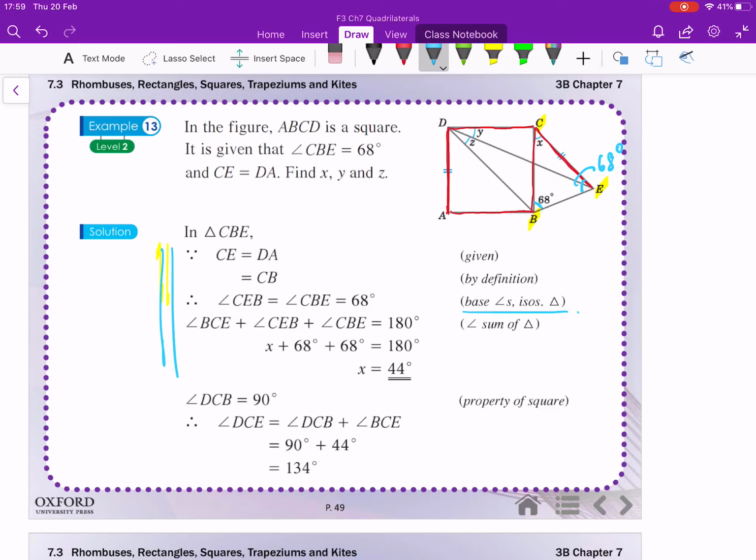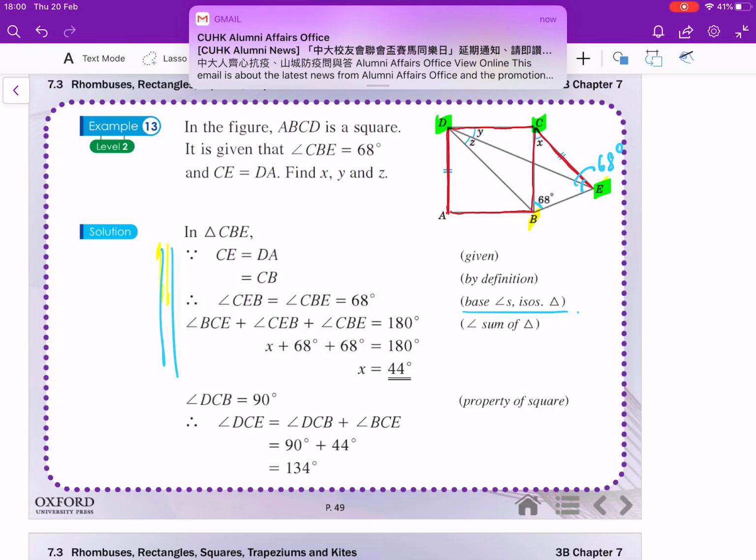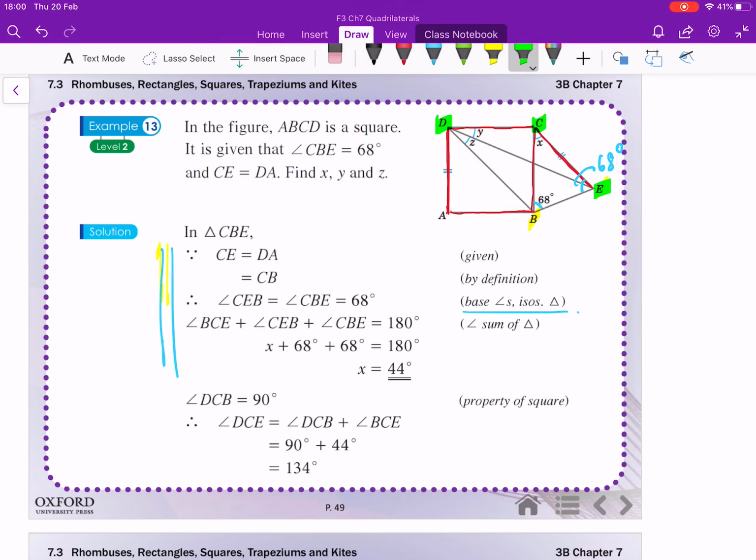Similarly, for y, after coloring, you find that triangle CDE is an isosceles triangle again, as CD and CE are colored red. So this is an isosceles triangle again. Maybe I rub these off first. So color them as red.